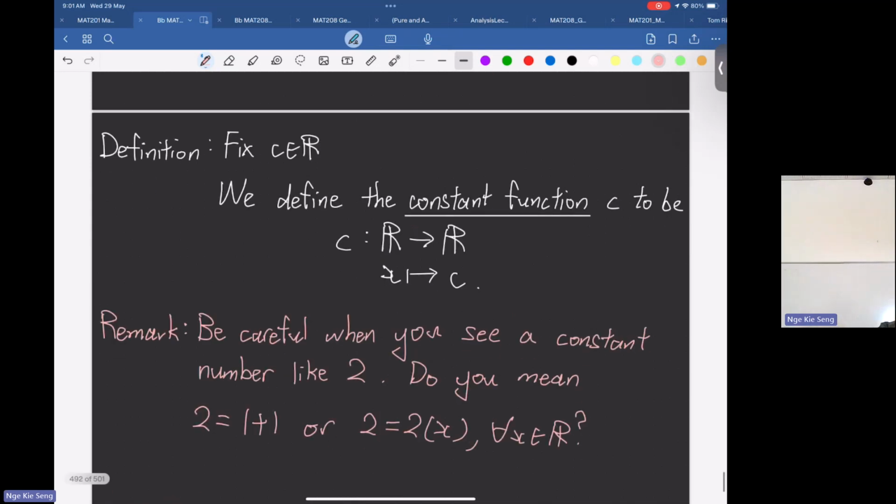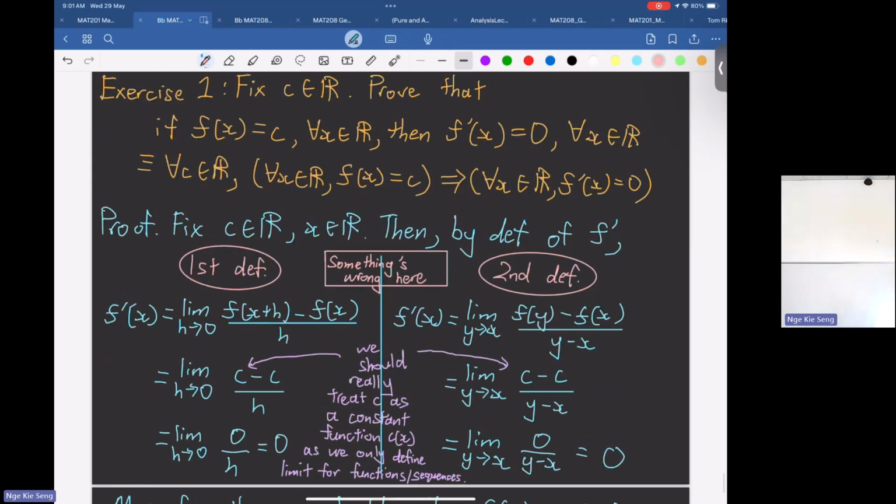So we define the constant function c from R to R to be a function that sends every point to c. So be careful when you see constant, whether it's a constant number or a constant function. For example, in the calculation we did last time, when we showed that the constant function has derivative 0, we computed what is f(x+h) - f(x).